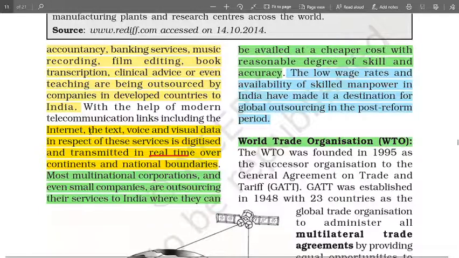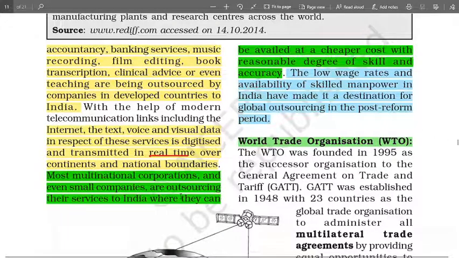Internet text, voice, visual data in respect of these services is digitized and transmitted in real time over continents and national boundaries. See, because of the development of communication and internet connectivity, those can be transferred in real time. That means at the moment, you need not wait. In earlier days, we had to send letters, it takes weeks to reach. Now, you understand the digital system, you can transfer at the very instant. The very moment you upload, you transfer it, the recipient can receive, can view all those services, can use the services. So that's the benefit of outsourcing.